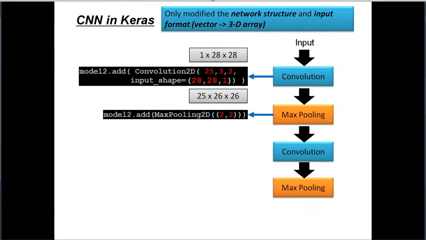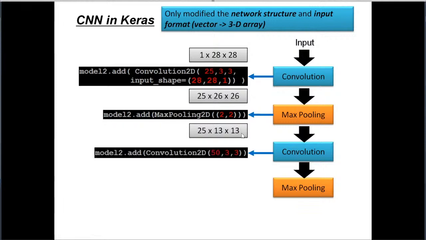Now after max pooling, what is happening? It is just downsampling. I'm not learning any parameters. So now my image is 25x13x13. Then again, I'm applying convolution.